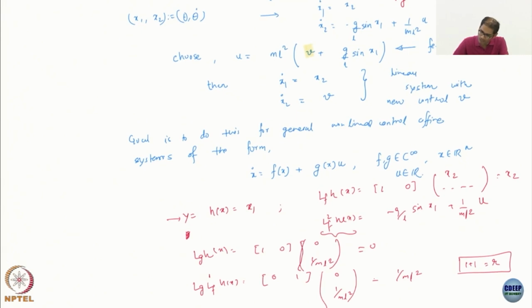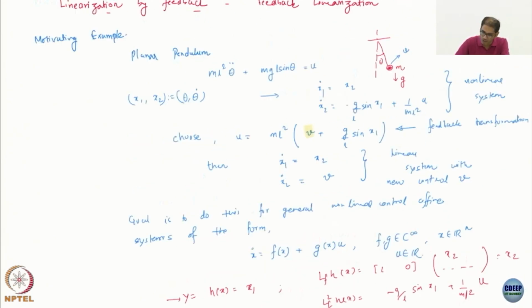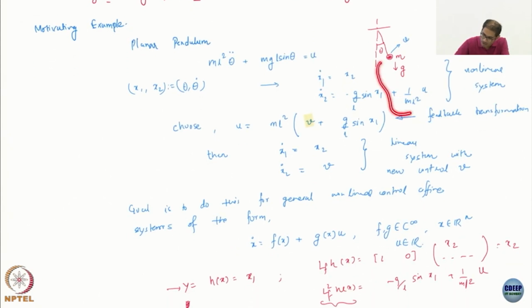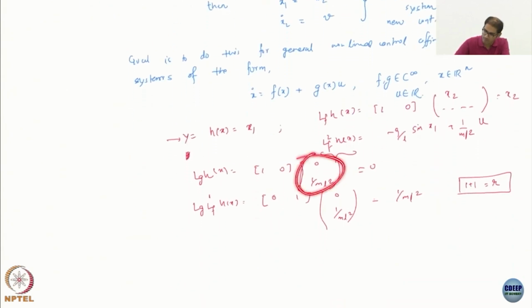Now if you see, when I took my y and its derivative, I have not computed an LGH. What is the LGH? Let's compute the LGH of x also. It is the same thing, 1 0 multiplied by G. G is what? The control vector field. It is 0 comma 1 over ml square. That's this guy, and the product is 0. So what does it mean?